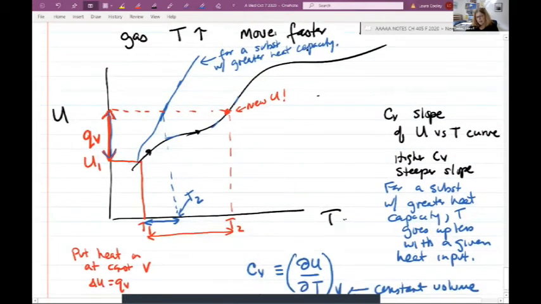So does that make sense? If you have something with a higher heat capacity, the internal energy goes up faster with temperature, but for a given input of heat, you actually get a smaller change in temperature.